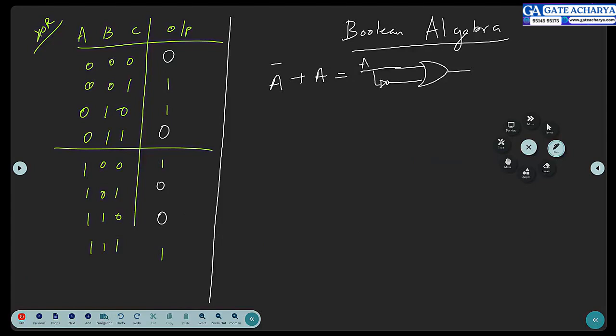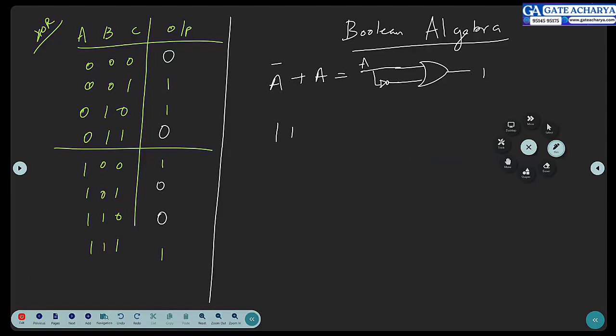What is the output for this? 1. It is 1. Why? If you say A equal to 0, 0 will become 1 here. So you'll get 1. If you say A equal to 1, this 1 is enough to say 1. So always this output is 1. Anything plus its bar will be equal to 1. Kind of important. You just have to remember it for anything.